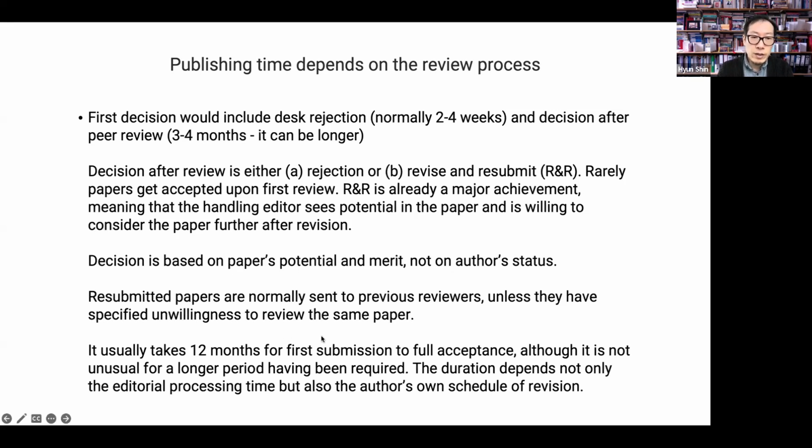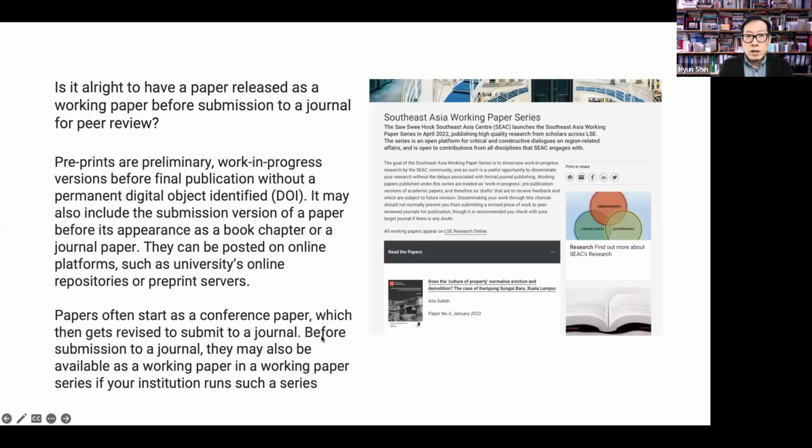Now, one final thing to review before I hand over to Jonathan is what it means to publish your paper as a working paper. A working paper would fall into the category of what is known as a preprint. Preprints are preliminary work-in-progress versions before final publication, and don't have what are known as DOI numbers, or permanent digital object identifiers.